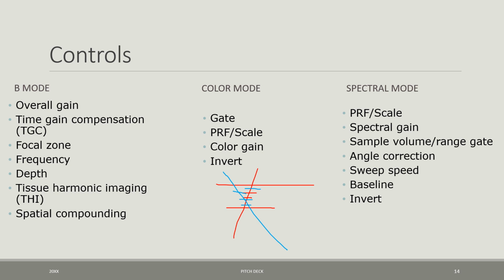With our spectral mode that we just looked at, we can adjust that PRF or that scale, which is going to affect our Nyquist limit. We can add spectral gain to make all of those lines on that spectrum a little bit brighter or darker. We can adjust our range gate just like we could with color. We can change our angle correction. We can adjust our sweep speed, change our baseline, and invert it so what's on top goes to bottom or vice versa.